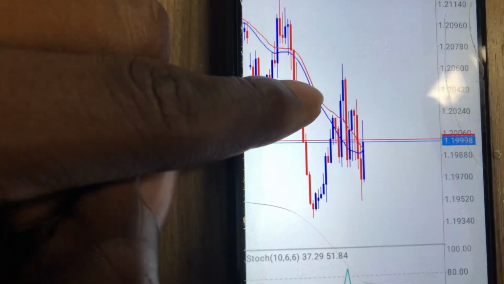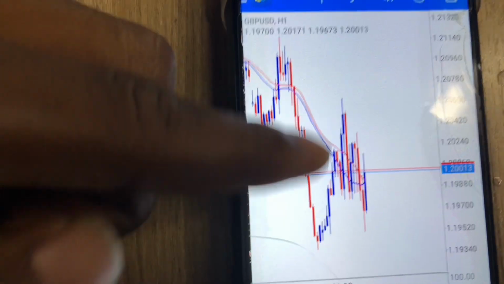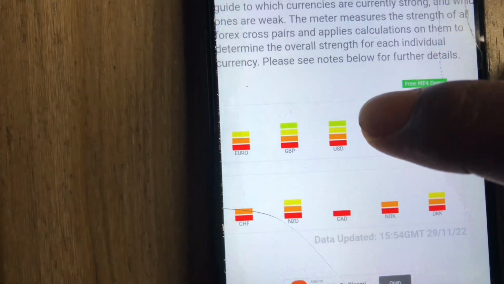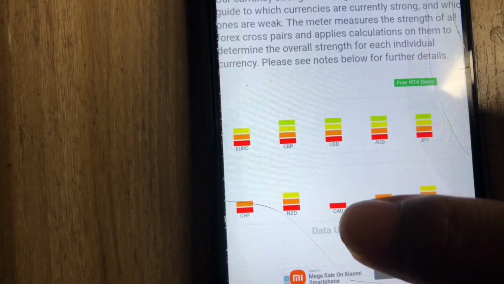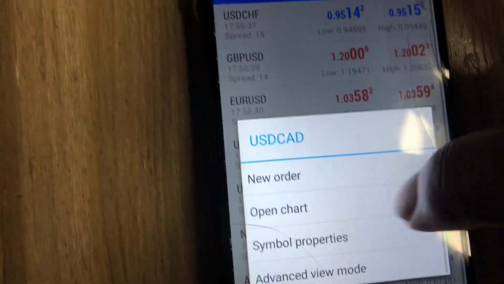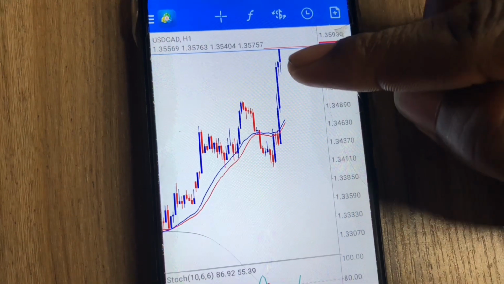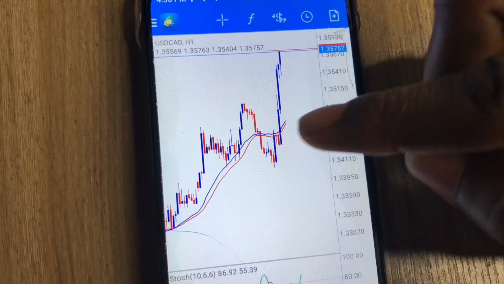As of now, you can see a ranging market happening here. Clearly a ranging market happening here. Now let's look at another currency. Let's use something like USD CAD. Now you can see that USD actually has more strength than the Canadian dollar. So if we go to this USD CAD chart, we can see that the US dollar is clearly having strength over the Canadian dollar.